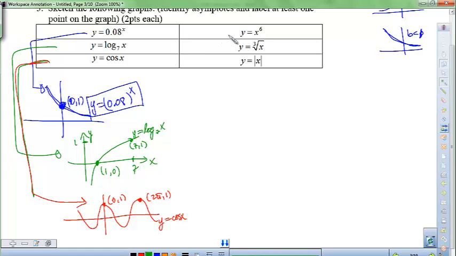Alright, now let's do this side. We got x to the 6. Generally, the power functions kind of look like this. For even powers, they would go up on the left side, and for odd powers, they would go down on the left side. So (0, 0) would be a good label, and (1, 1) would be another good label.